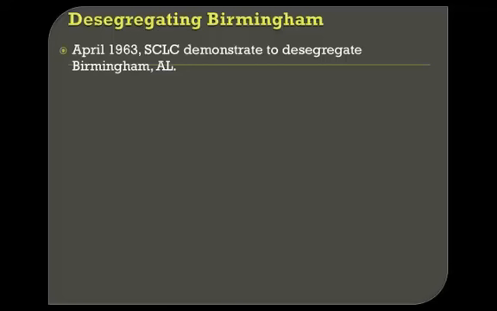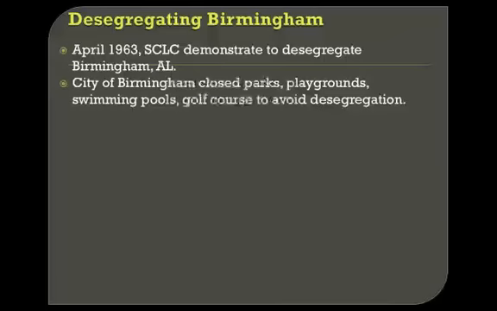So the city of Birmingham had closed parks, playgrounds, swimming pools, golf courses in order to avoid desegregation. So in order to make sure that these people don't even have those grounds, physical grounds on which to protest, they shut them down.